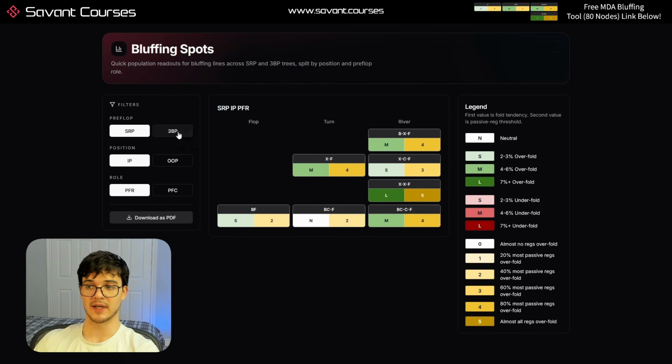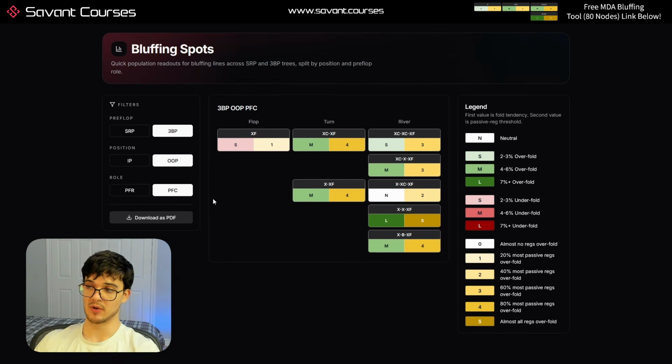Compare that to a node like bet when you are the in-position pre-flop raiser in a 3-bet pot. If you bet on the flop, there's no overfold. If you bet on the turn, there's a very big overfold. If you bet on the river, there's only a small overfold coming from a little bit more than 50% of regs. Bet is going to be a huge pot. And so it's really important to understand that only 50% of regs are going to be overfolding there.